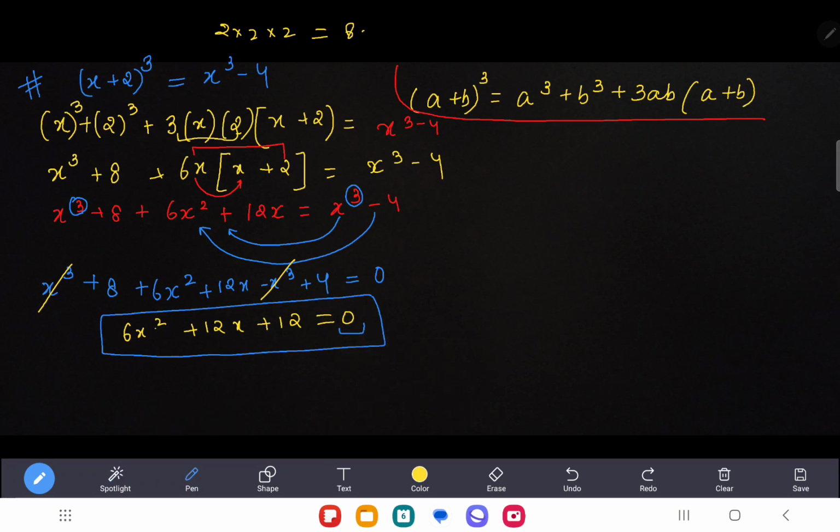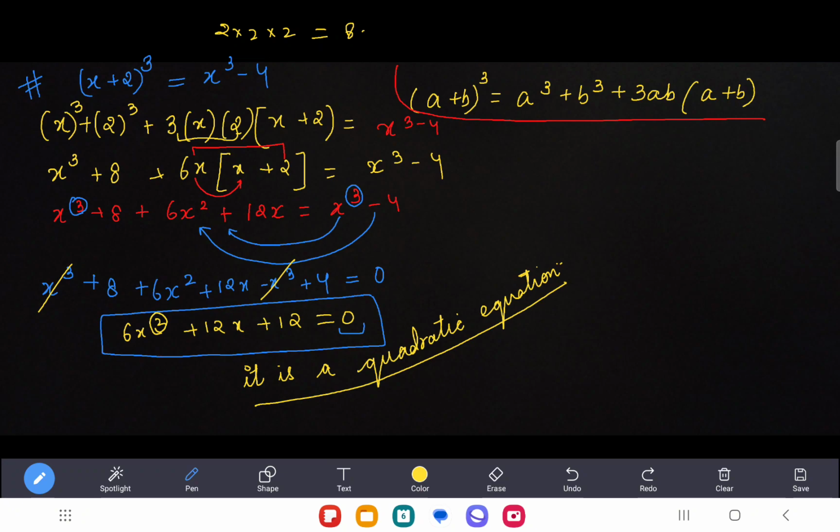And when the biggest power is of 2, that means it is a quadratic equation. You understand my point? It is a quadratic equation. That's how we check whether a given equation is a quadratic equation or not. So that is the first part of any question. If you're given a question, you should know to identify that, whether it is a quadratic equation or not. You understand? Next, last question.